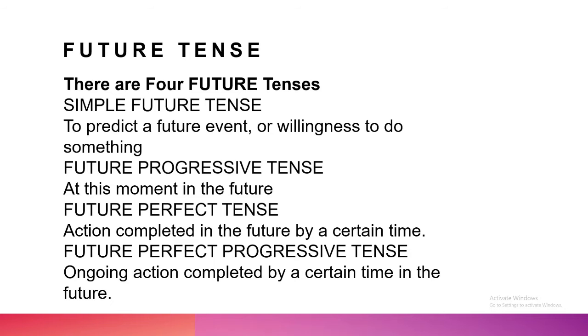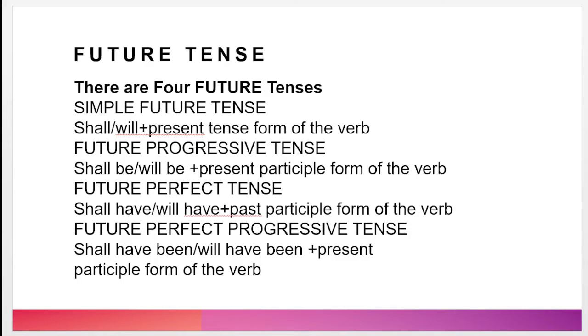So if you look at all the 4 kinds of tenses in each of the 3 times, you can see that there is a continuity, there is a commonality between all the 3 times in all the 4 forms. So you can learn them together. Now let us look how we use them in sentences. For the simple future tense, we use shall or will plus the present tense form of the verb. In the future progressive or the future continuous tense, we use shall be or will be plus present participle, again the ing form of the verb.